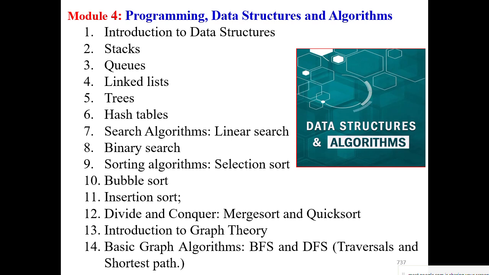Then insertion sort: we insert the minimum element in between two elements as convenient. Then merge sort and quick sort come under the divide and conquer approach. I have already explained four types of approaches of data structures: divide and conquer approach, greedy approach, dynamic programming, and branch and bound.